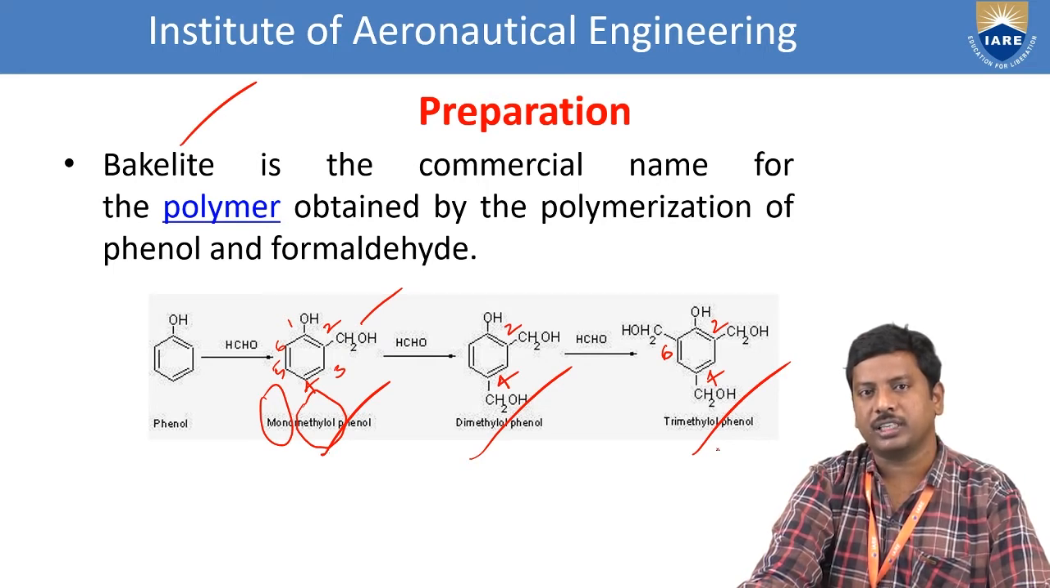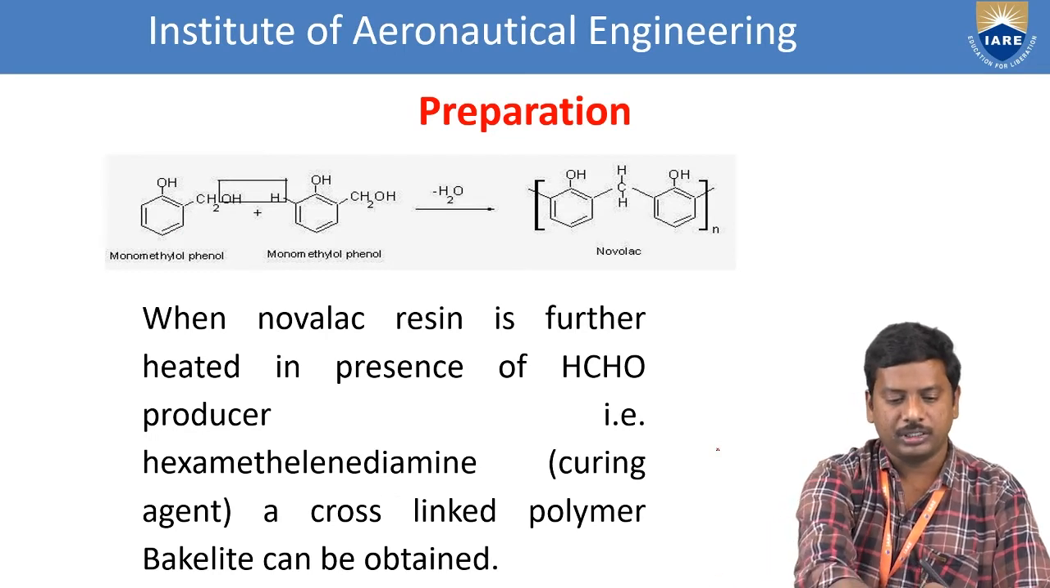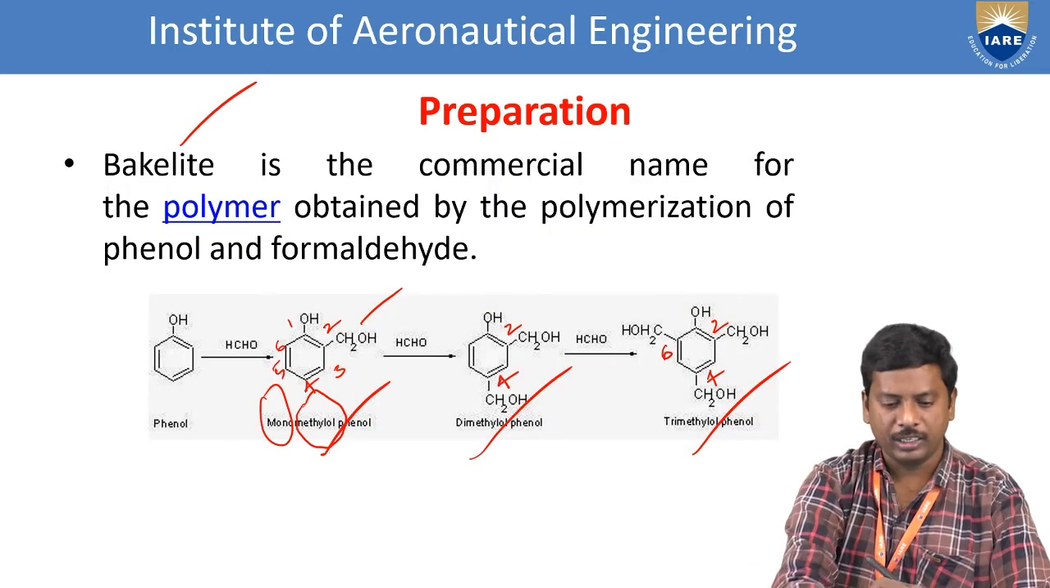And this is the first step of the bakelite preparation. Now we see the second step of the preparation. This is the second step, that means the monomethylol phenol. Monomethylol means the first possibility compound.